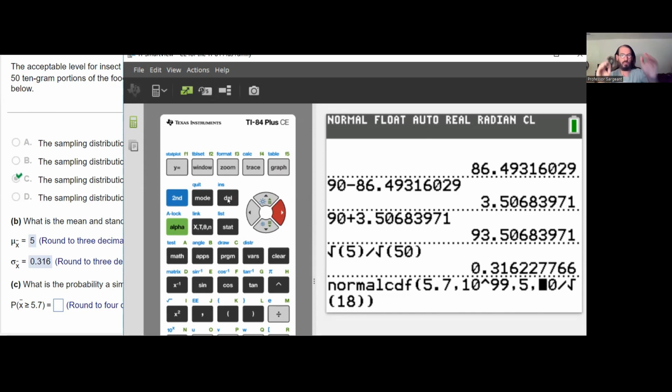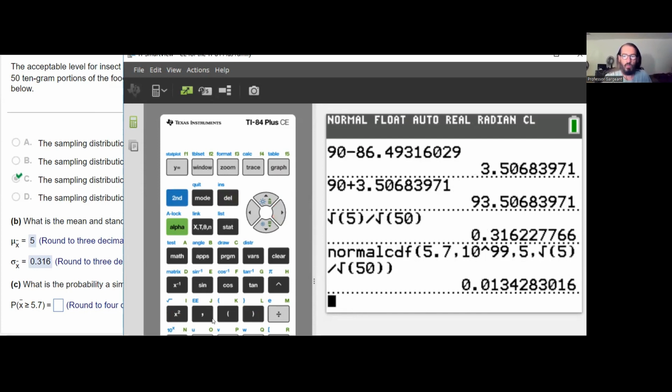You might get the answer, but I'm going to type in what I originally typed in. Which was the square root of 5 divided by the square root of 50. And let it take care of that calculation. And rounding to 4 places, the 10,000ths place, that 2 right after the 4 would cause this to round down to 0.0134.